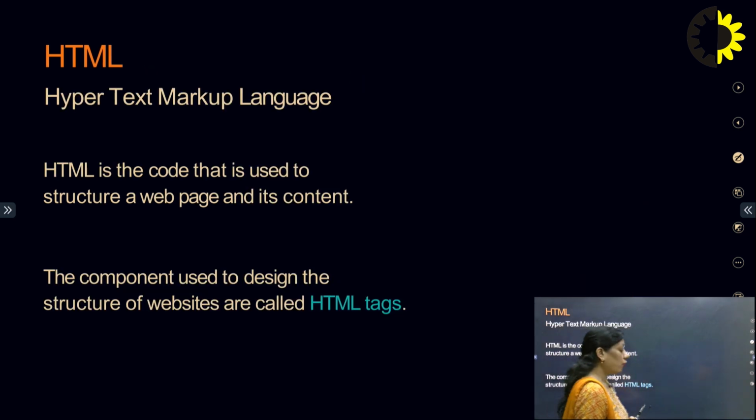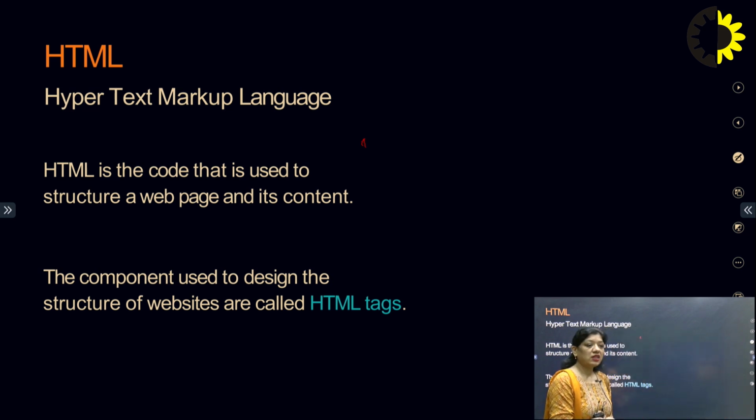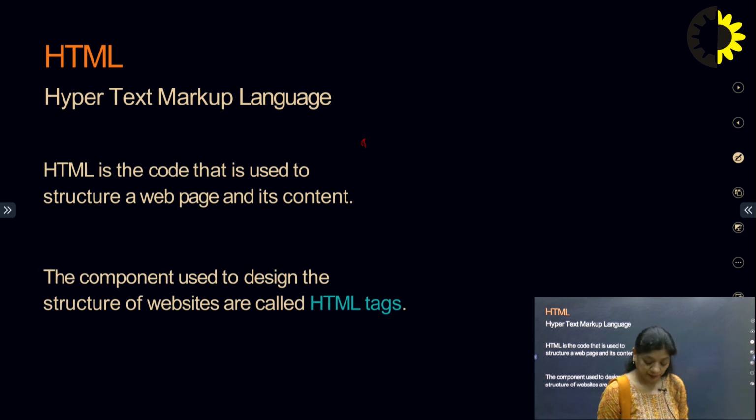So what is the full form of HTML? HTML is basically HyperText Markup Language, and HTML is the code that is used to structure a web page and its content. The components used to design the structure of a website are called HTML tags. So HTML provides the structure and the content of the web page, and to create the content and the structure we need some tags. These are known as HTML tags.